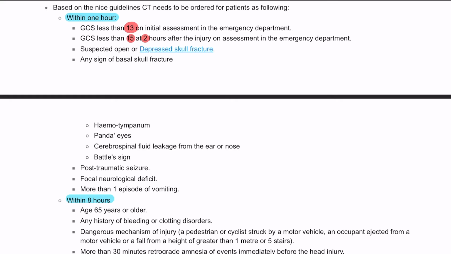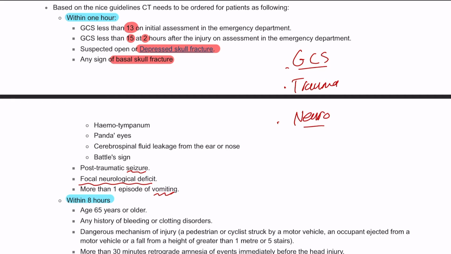Any sign of depressed skull fracture or base of skull fracture, get a CT scan immediately. If the patient had a seizure, or had more than one episode of vomiting, or there is any focal neurological deficit. So again, 2 are based on the GCS and 2 are based on the trauma and then neuro, all right? If GCS is 15 on arrival, get a CT scan immediately.